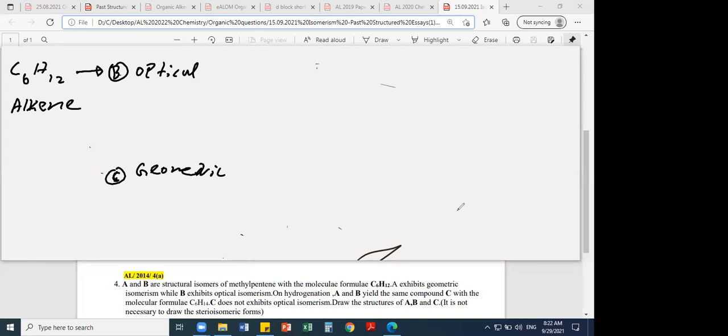This is A and B. No, sorry, not A and not B and C. A and B. Sorry about that. It's A and B. So after that, both A and B give the same compound C. C6H14, C6H12 becomes C6H14. Okay, from this, right. Okay, very good.